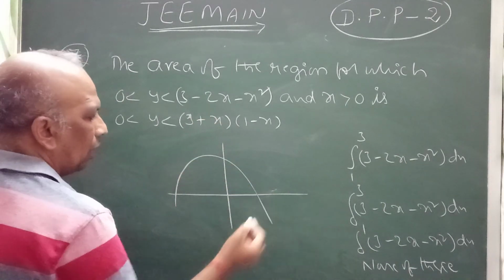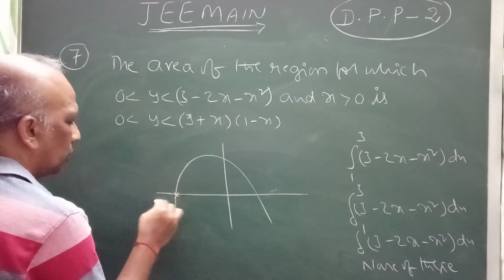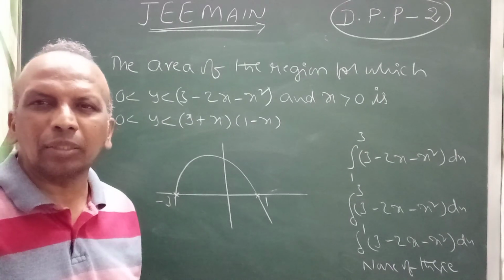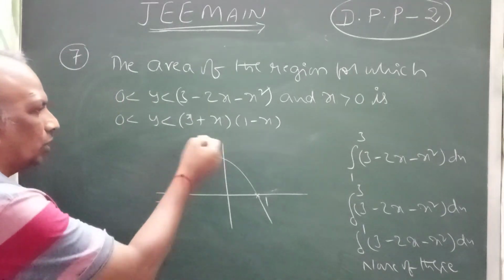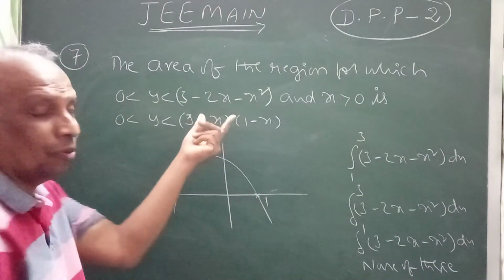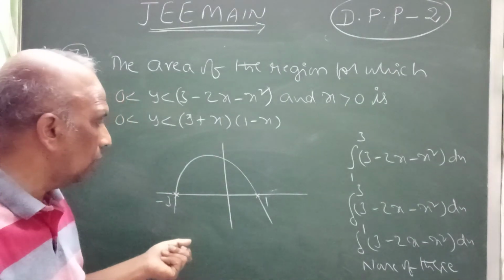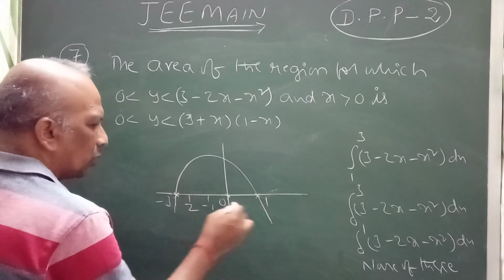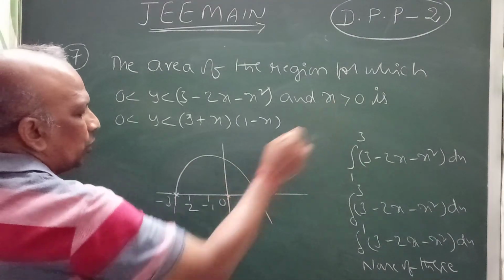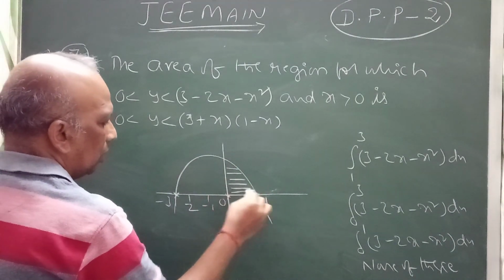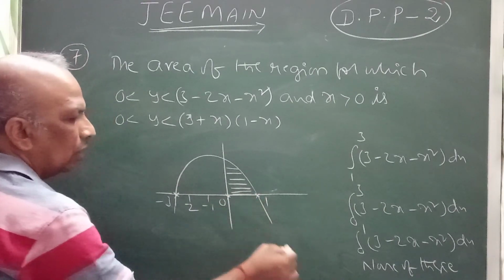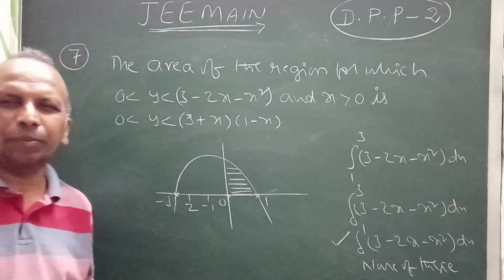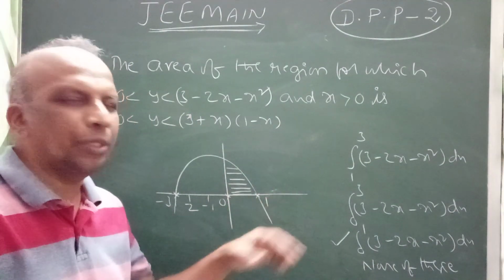You will get the parabola like this. This is minus 3, this is 1. This is the parabola passing through minus 3 and 1, because of the two real values, a downward parabola. This is 0, again minus 1, minus 2. 0, 1, x is positive, so this is the required area, between 0 to 1, of 3 minus 2x minus x square. So the third option is your answer. This is the required area between 0 to 1.